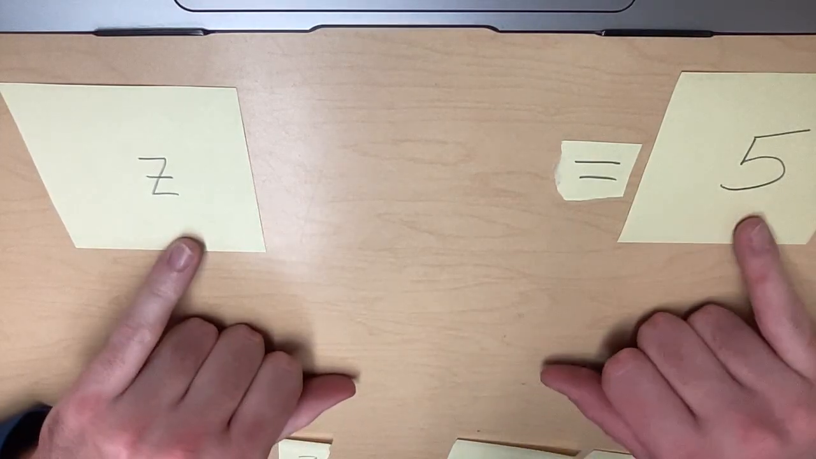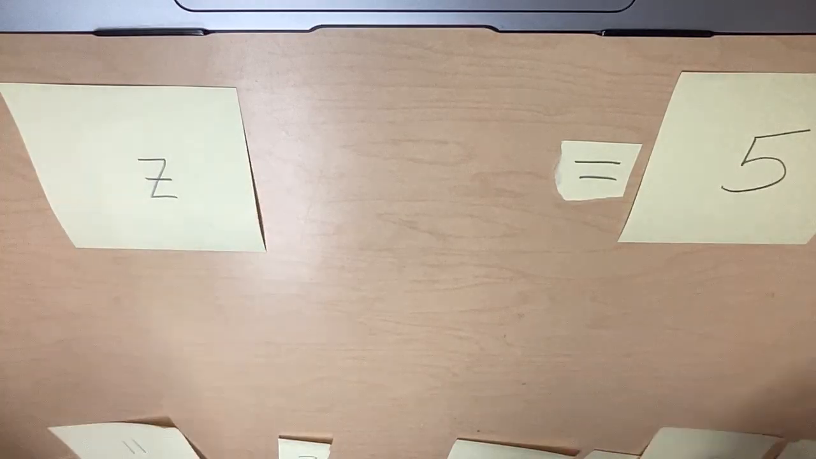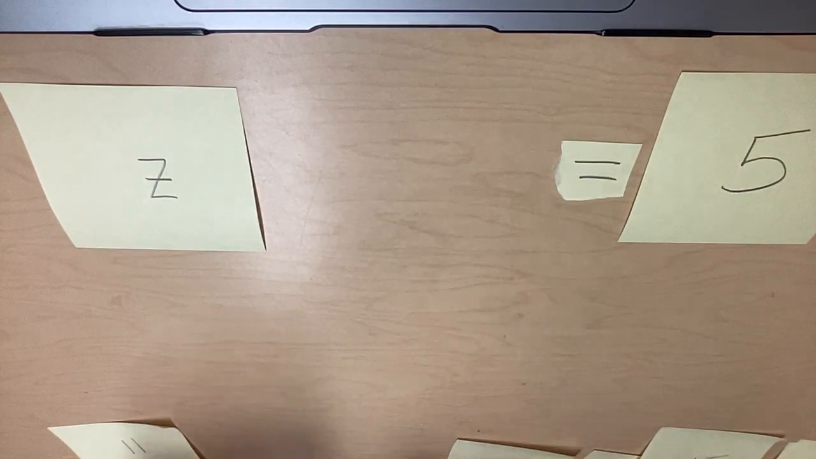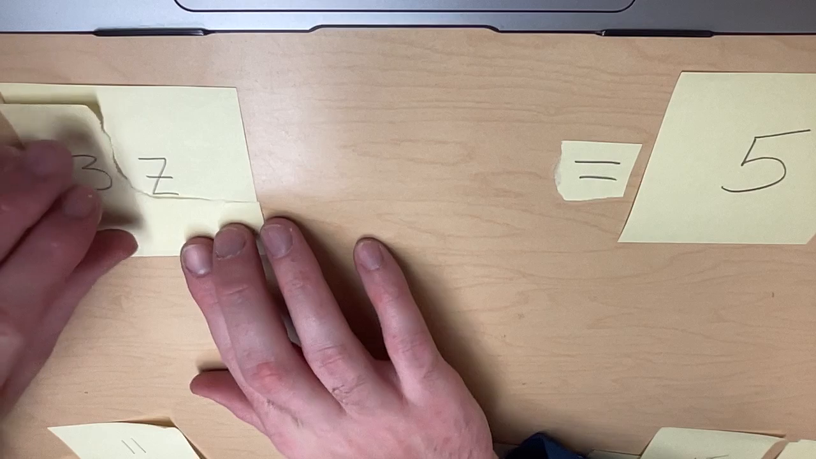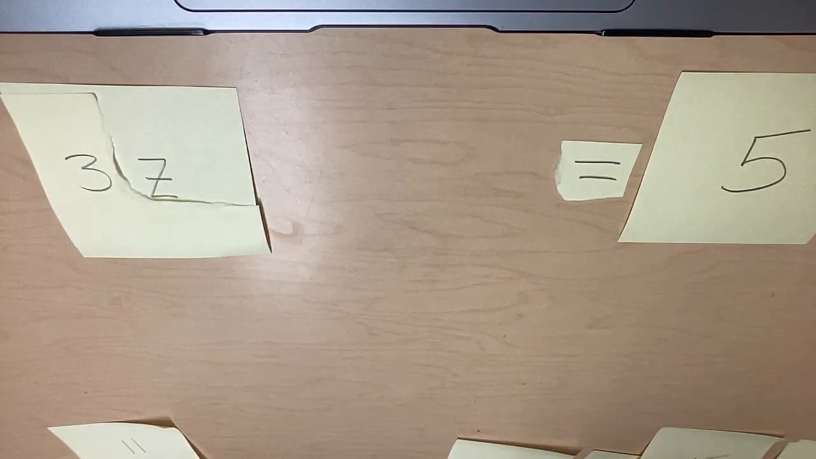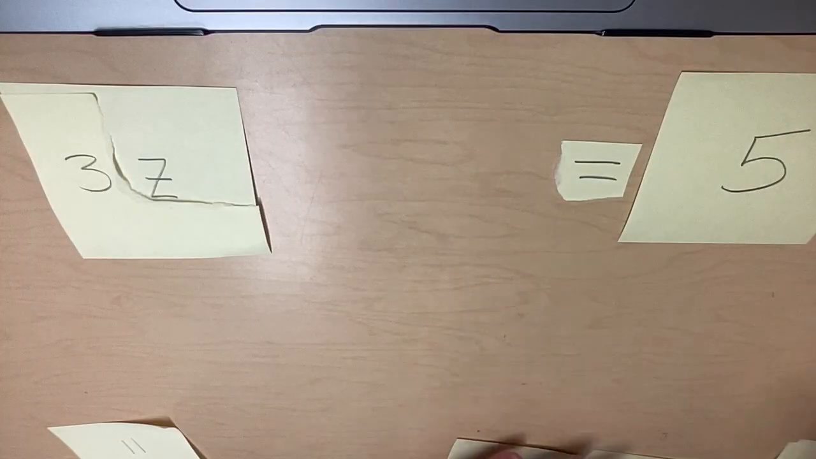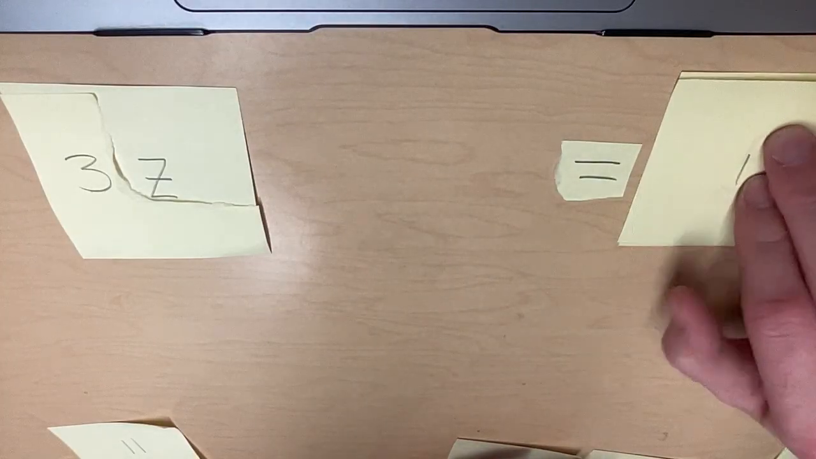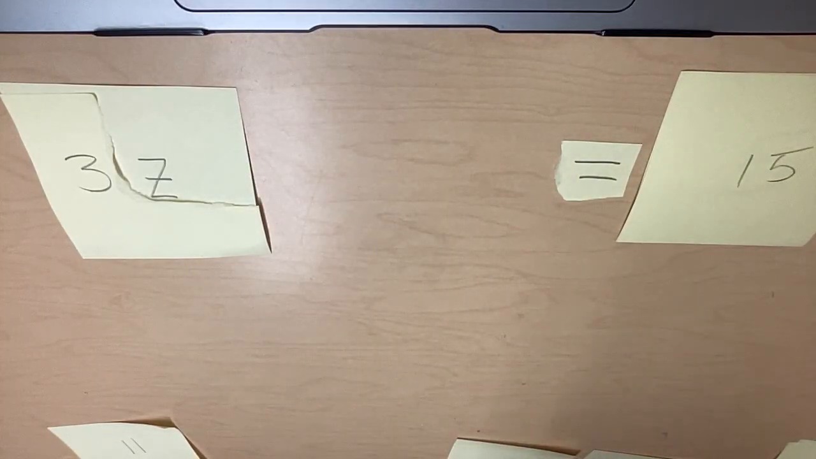It says z equals 5. Now, if I were to, let's say, multiply the z by 3, well, then I have to do the same thing to the other side. So I need to multiply 5 by 3, and we get z equals 15.